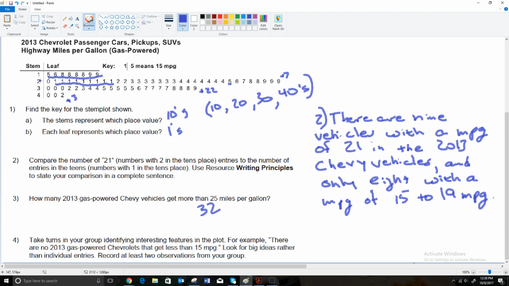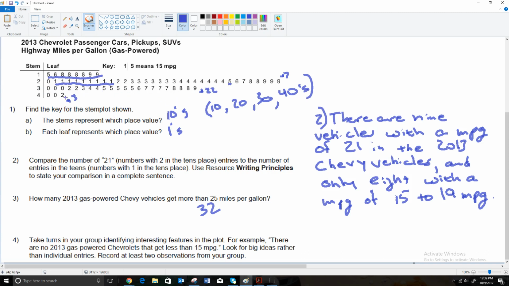So one thing you could say is a big picture idea, or a big idea, is that there's many more vehicles in the 20s for miles per gallon than there is in the other categories. That there's very few that get 40 or more, and in fact the highest is 42. So that's what they mean by some big ideas. There's many more in the 20s than there are in any other category. The next biggest is the 30s.